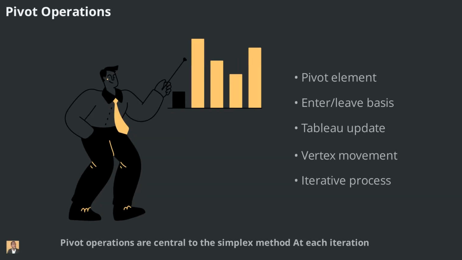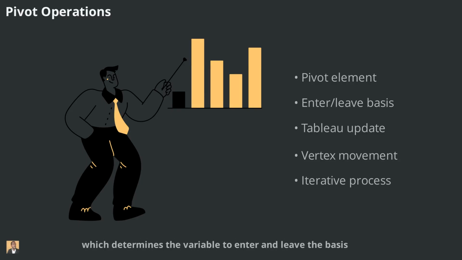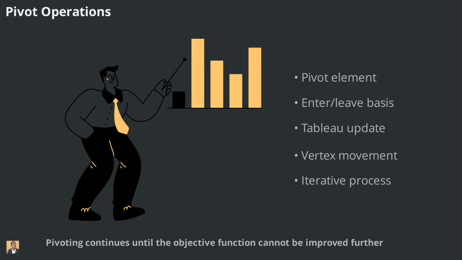Pivot operations are central to the Simplex method. At each iteration, the algorithm selects a pivot element in the tableau, which determines the variable to enter and leave the basis. This process updates the tableau, moving the solution to a new vertex of the feasible region. Pivoting continues until the objective function cannot be improved further.